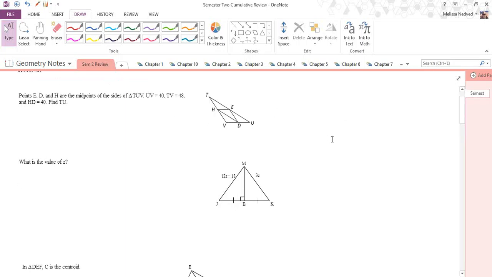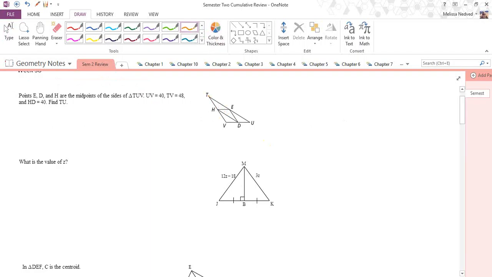We've got a picture here, and we're told that points E, D, and H are the midpoints of the sides of the triangle. And we know some lengths here. UV is 40, TV is 48, and HD is 40. We want to find the length of TU. So there's kind of a lot going on here, so let's just quickly review what these midpoints are creating here. These midpoints are creating what we call the mid-segments of the triangle. And a mid-segment is going to be half as long as the side it's parallel to.